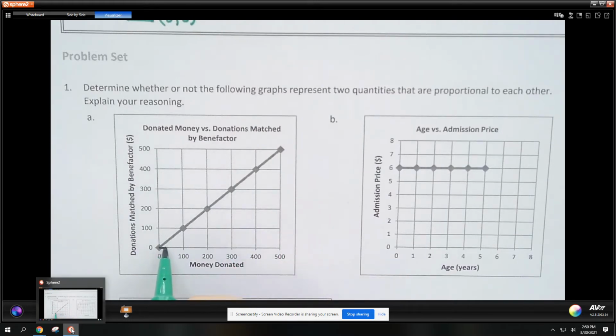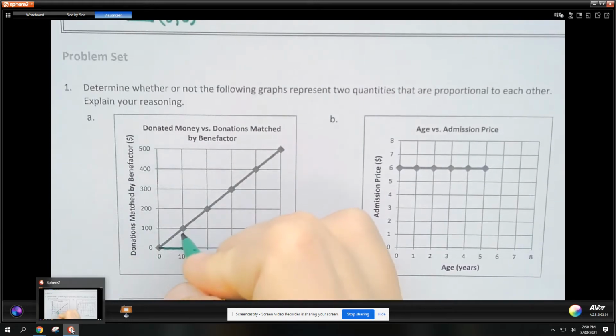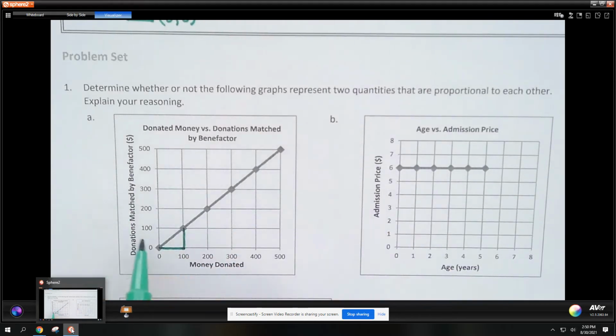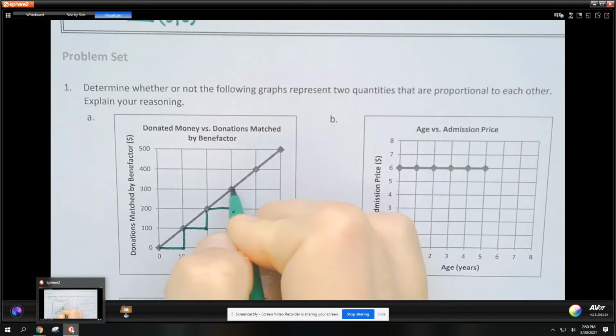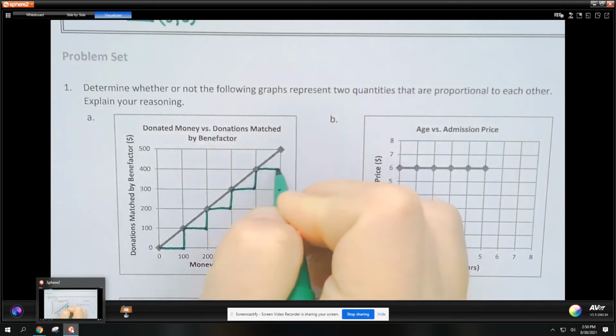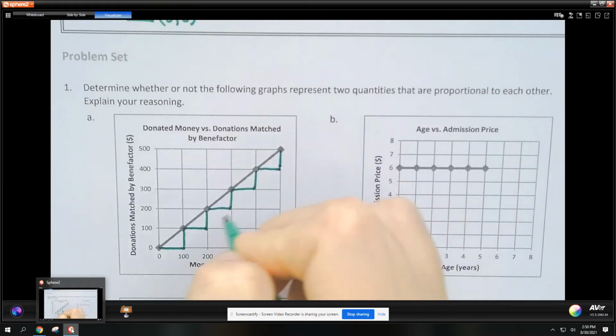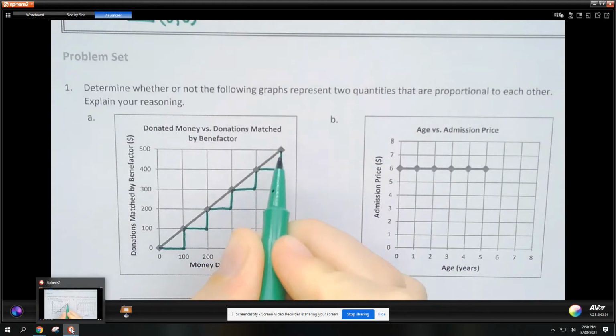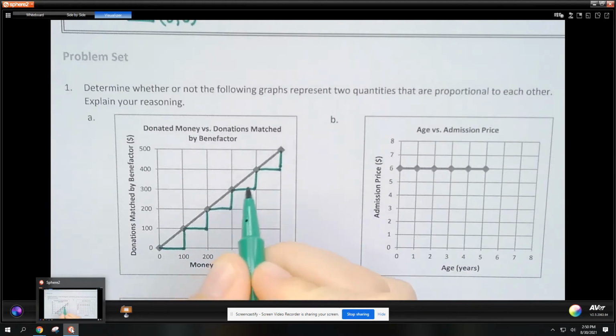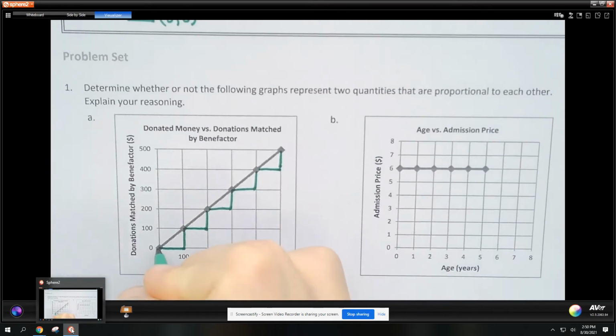So if I donate $100 and I go up to my dot, that means that the benefactor matched $100. If I donated $200, the benefactor matched $200. $300, 300, and so on. And you can see we have this kind of staircase step going up. And what it's doing is going up in a very constant direction. In other words, it's not changing the rate of increase. It's staying the same.